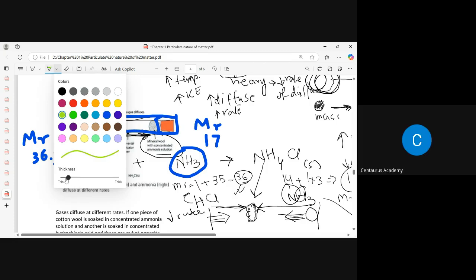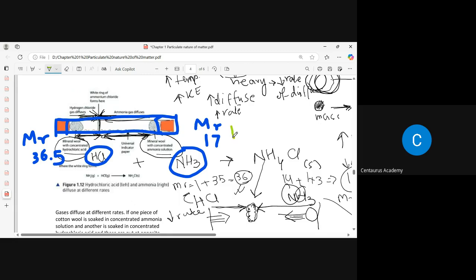Okay, so this means that ammonia's Mr is less. This means the rate of diffusion is going to be fast. It is going to travel very quickly. As a result, it will be able to travel further away from its original position. Hence you see that after it travels this distance from its original position, it is able to react with the hydrochloric acid.